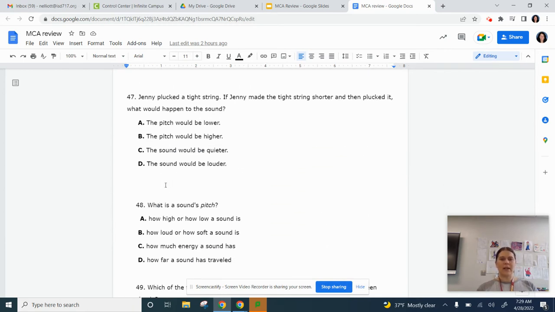Jenny plucked a tight string. If Jenny made the tight string even shorter and then plucked it, what would happen to the sound? The pitch would be lower. The pitch would be higher. The sound would be quieter. The sound would be louder.